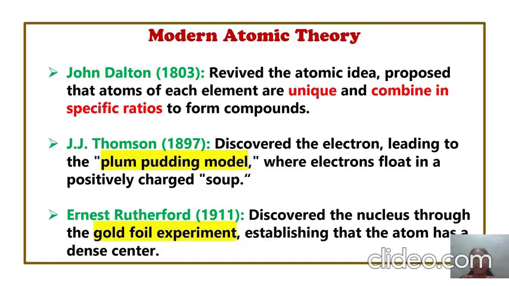And then came Rutherford in 1911. He discovered the nucleus through the gold foil experiment. In this experiment, he fired alpha particles at a thin gold foil and observed the deflections. Through that deflection, he saw a small, dense, positively charged core, and he named it the nucleus. And then came Sir James Chadwick, a student of Rutherford, who discovered neutrons, which are present inside the nucleus.